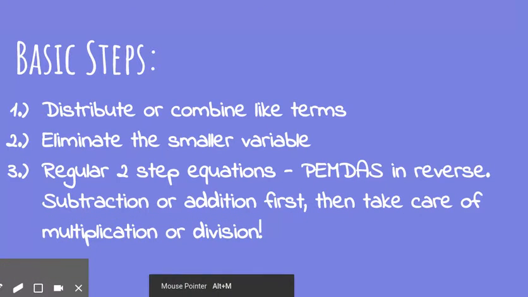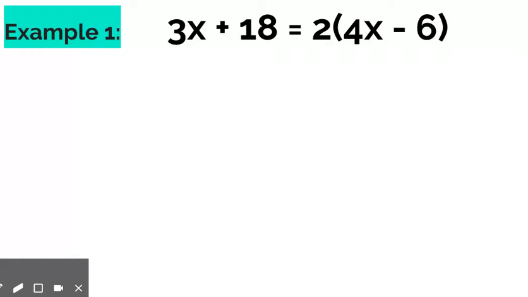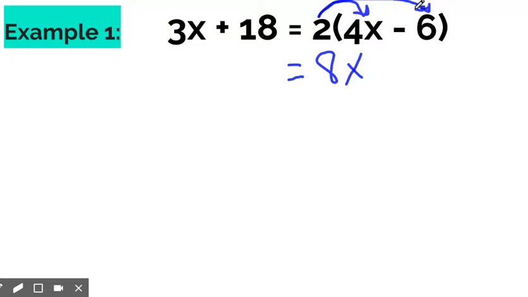If we move on to the first example, example 1 has 3x plus 18 equals 2 times 4x minus 6. Right off the bat, we have some distributive property. We have this 2 outside the parentheses, so we're going to multiply it by the 4x, which is going to give us 8x, and then 2 times this negative 6 will give us negative 12. On the left side, we still have 3x plus 18.